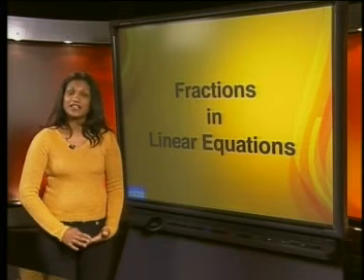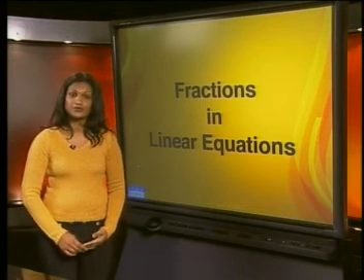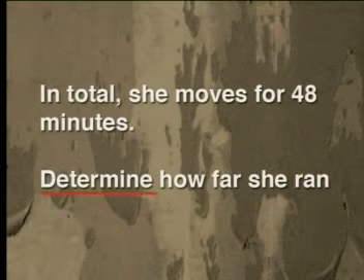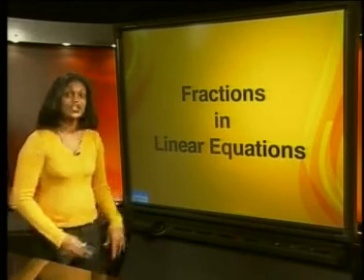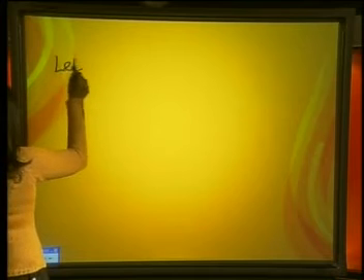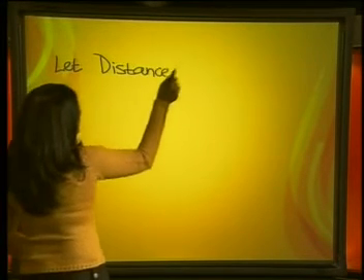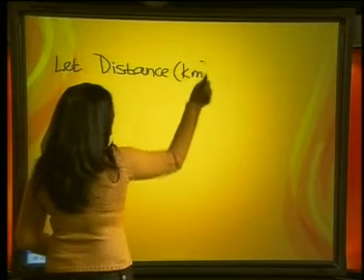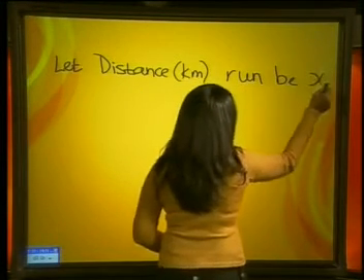We start by deciding what the unknown is. The question usually gives us a clue. Look at the information. How far did she run? Well, let the distance she ran be x. So we can write this as: let the distance in kilometers that she ran be x.